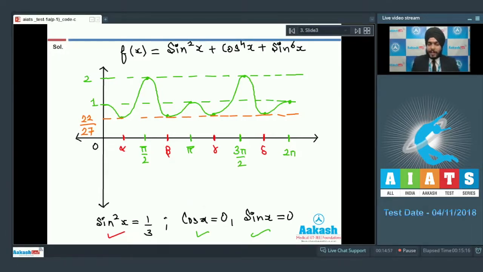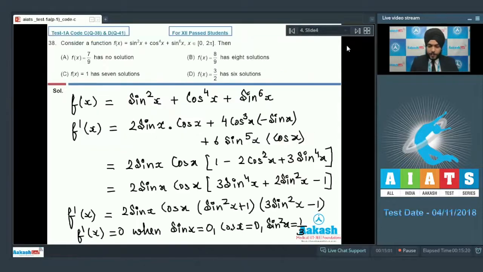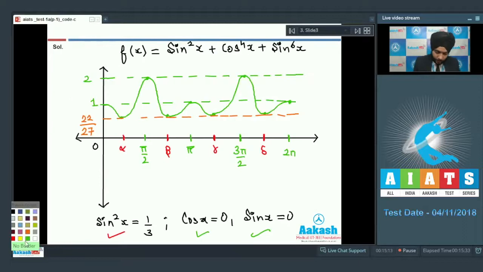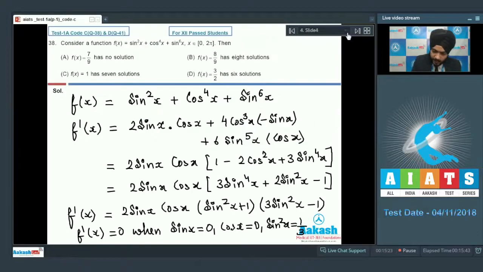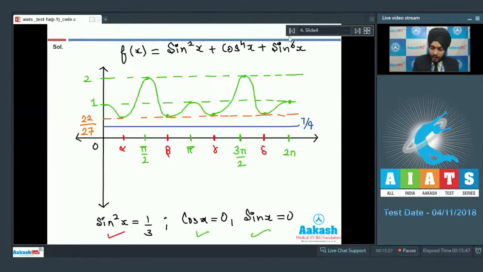Now we are finally ready to answer all the 4 options. Option number 1, f(x) equal to 7 upon 9. 7 upon 9 is obviously a value less than 22 by 7. So definitely it has no solution. Option A is correct.